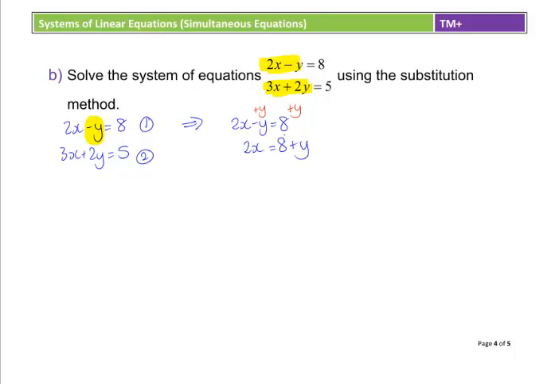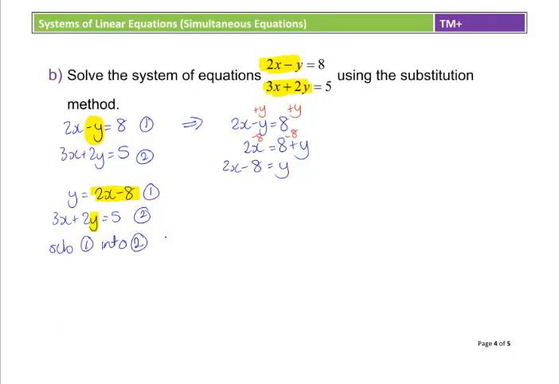Now to get y on its own, I just need to get rid of that plus 8. So I take 8 from both sides. So I've got 2x minus 8 equals y. So my new equation is y is 2x minus 8. That's equation 1. And 3x plus 2y equals 5 is equation 2. So I've got y is 2x minus 8, and I'm going to put it where that y is there. So I'm going to sub 1 into 2.